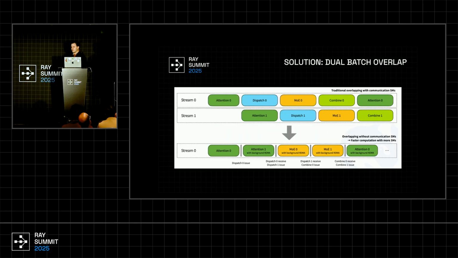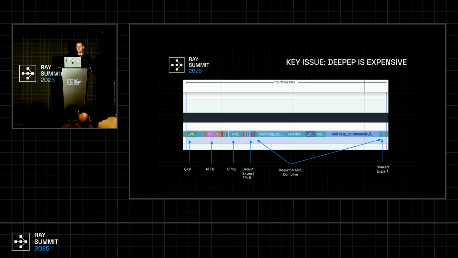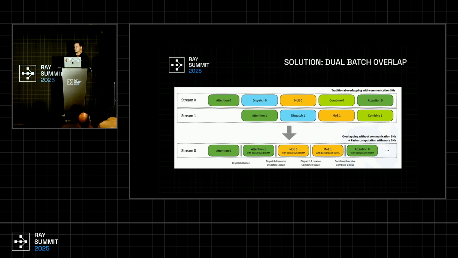So a really important optimization that we did to squeeze out that last bit of performance, and deal with how much time was being spent in DeepEP, was to do something called dual batch overlap. And this was one of the things that DeepSeek released in their open source week, which basically tries to use micro-batching to overlap the collective communications with the GEMM operation.